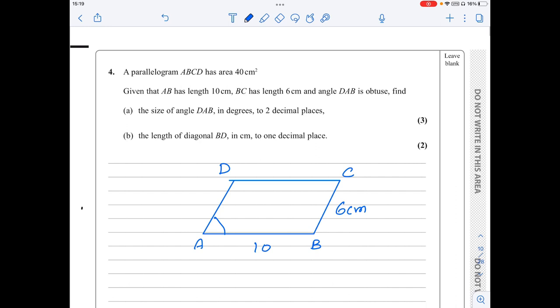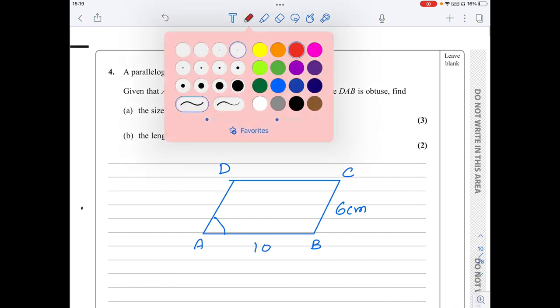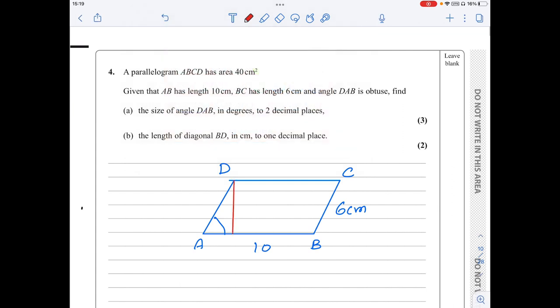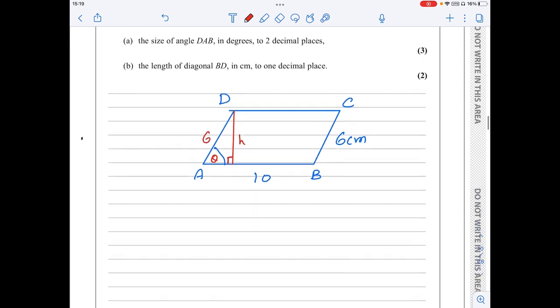So I am going to draw a right angle over here. This is 6 centimeters. And this is height h. And this is theta. We are supposed to find theta. So sine theta equals h upon 6. h equals 6 sine theta.